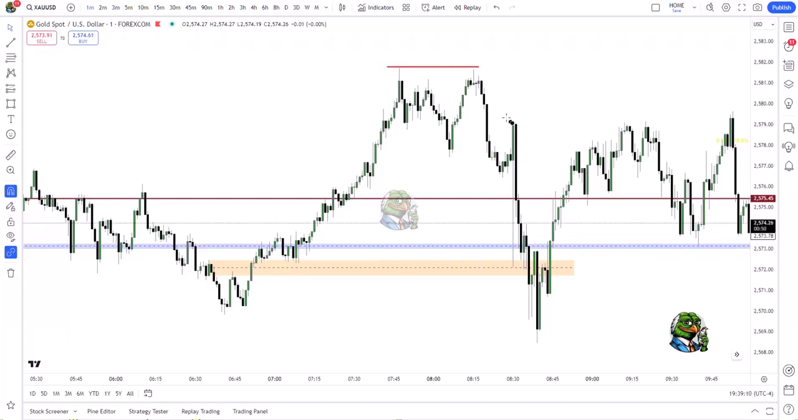Prior to the news, we have this break in market structure. This is our swing low, and then you can see here we've traded below that. We've traded below that, breaking market structure. And then just on, look at this candle, this is a news candle.